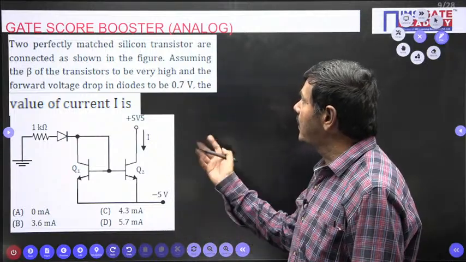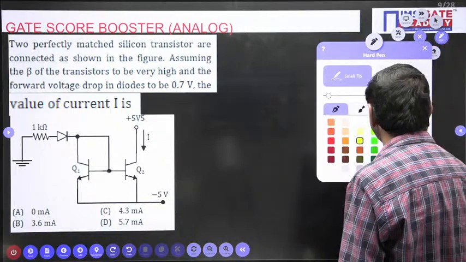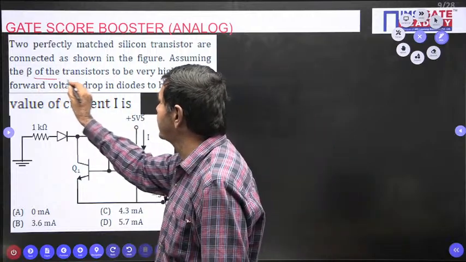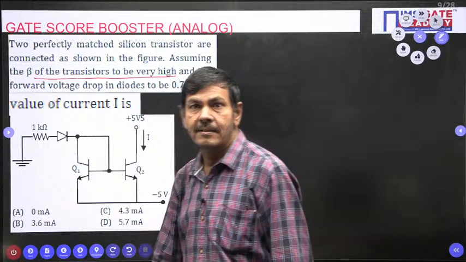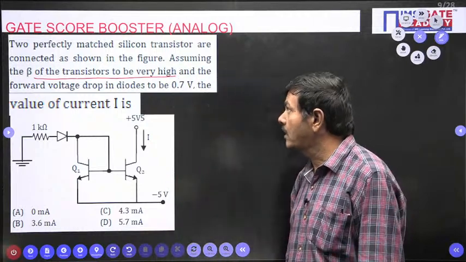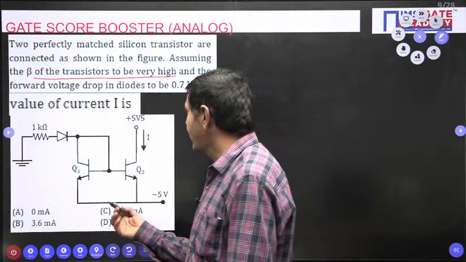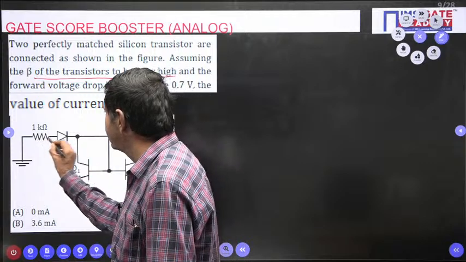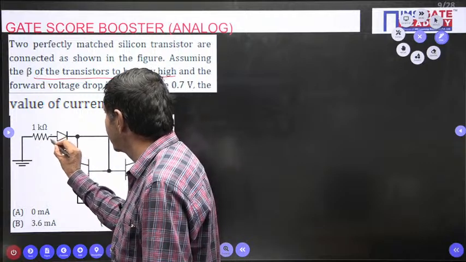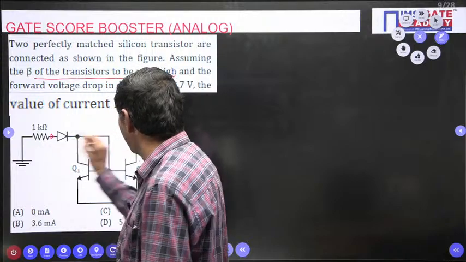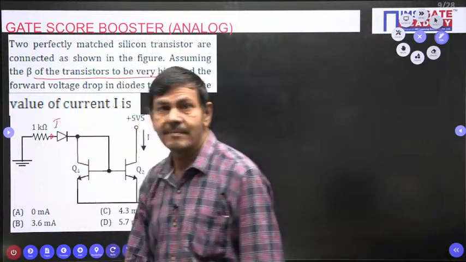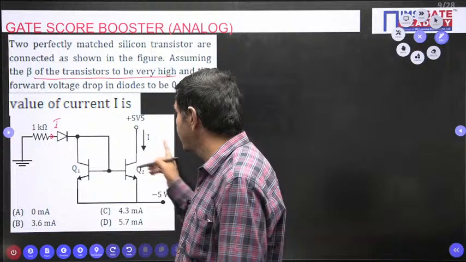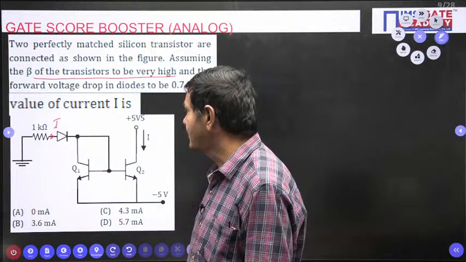But in this case, the beta of the transistor is given very high. That point is very important. The beta is very high. What do we have to assume here? In the current mirror biasing circuit, you know very well, the current which is passing through this side, the same I you can have here also. This current and this current will be the same here, understand.